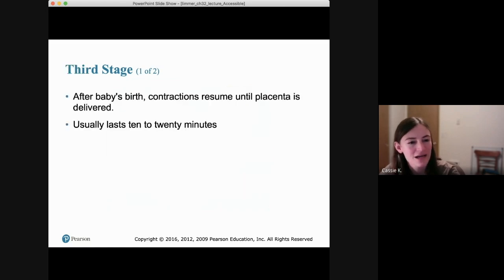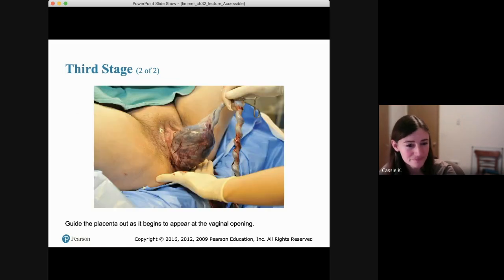Then the third stage is after birth. After the baby's birth, contractions will resume until the placenta is delivered, and that may last about 10 to 20 minutes. That's a picture of the placenta being delivered.